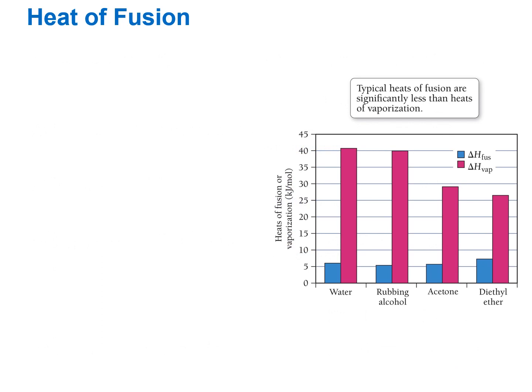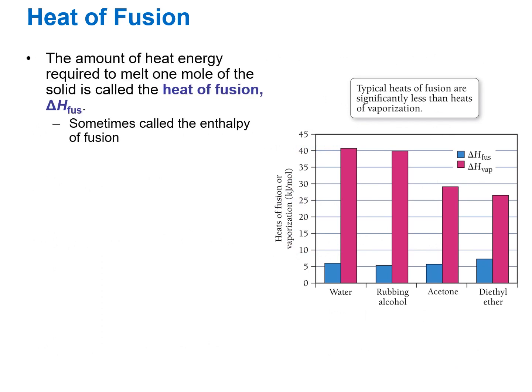Okay, now let's talk about the heat of fusion. So the heat of fusion is going to be the amount of energy required to melt 1 mole of a solid. And it's also called the enthalpy of fusion. So sometimes I call it the heat, sometimes I call it the enthalpy, but it's always that triangular Greek symbol with the H. And I'm talking about the heat involved with melting something, 1 mole of something.